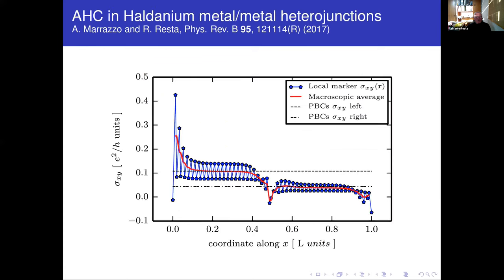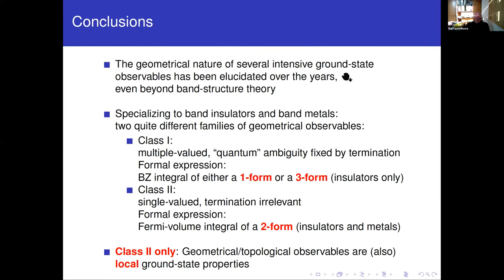As I promised, I go to the conclusion. So the conclusion is that the geometrical nature of several intensive observables has been elucidated over the years, even beyond band structure theory. That means even beyond crystalline systems, in a mean-field scheme. And when you specialize to crystalline systems, what I call band insulators and band metals in short, we discovered that there are two very different classes which have very different features. Some features hold only for essentially one-dimensional or essentially three-dimensional observables, and the other properties, very different, which I focused on, only hold for a system where in essence the phenomenon is two-dimensional. And with this, I thank you for your attention, and I'm ready to answer your questions.